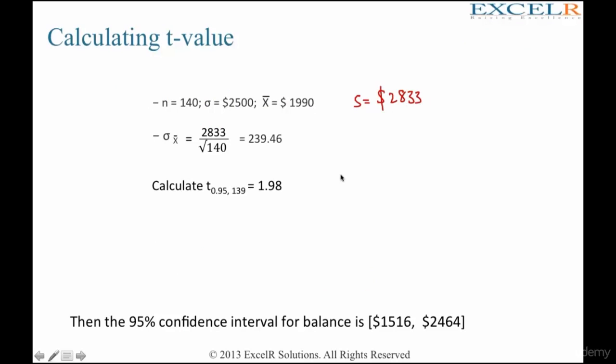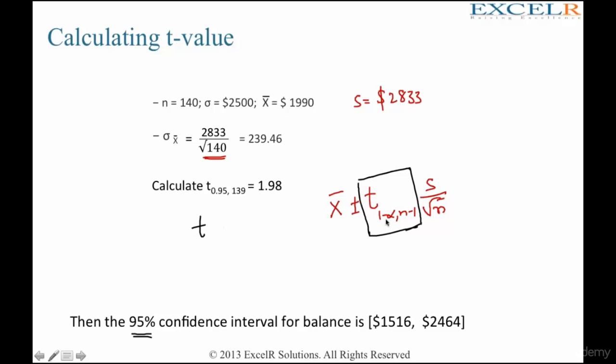And what was the formula for t-distribution? X bar, point estimate, plus or minus t, 1 minus alpha, n minus 1, s over square root n. So this s over square root n is solved for us as 239.46. X bar is given as $1,990. So the only value that we want to calculate here is this. And say we want to construct a 95% confidence interval.